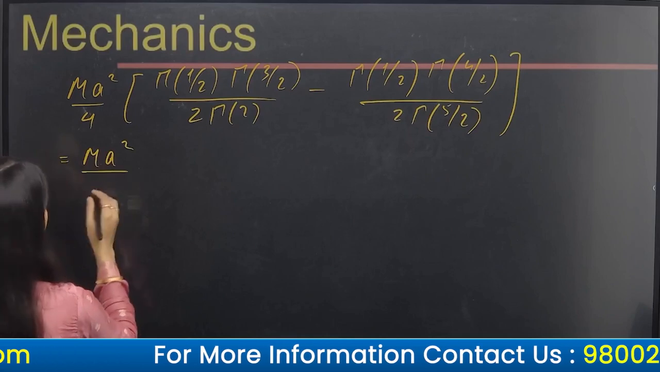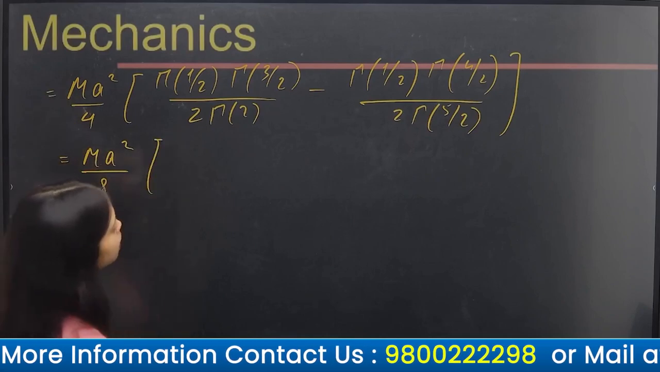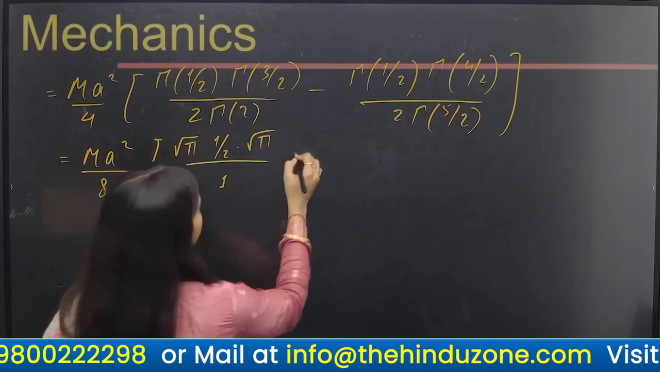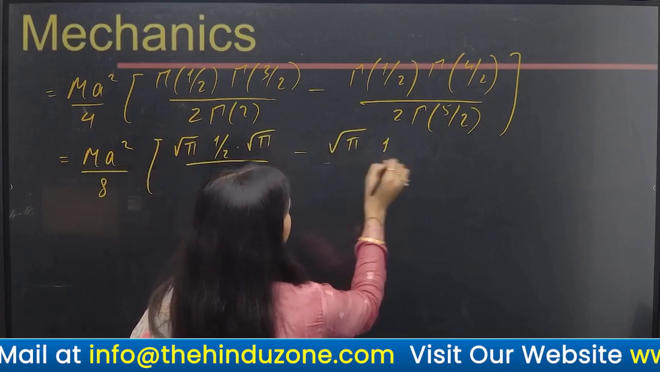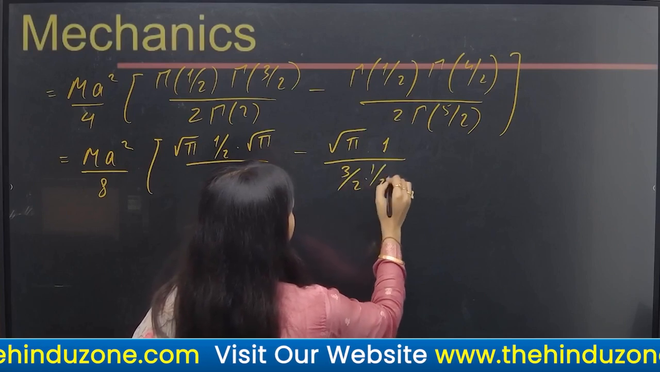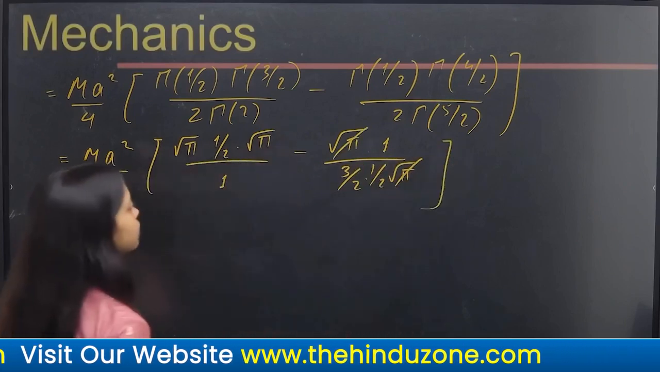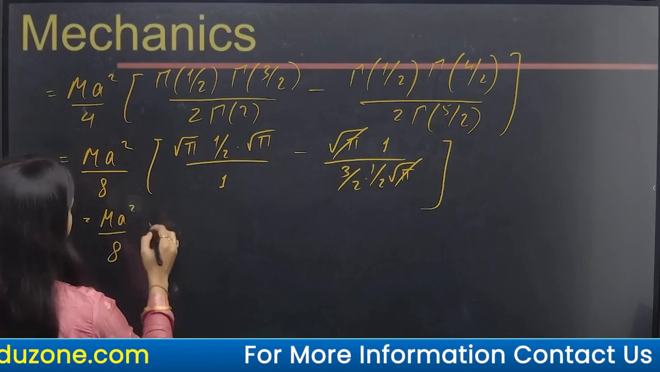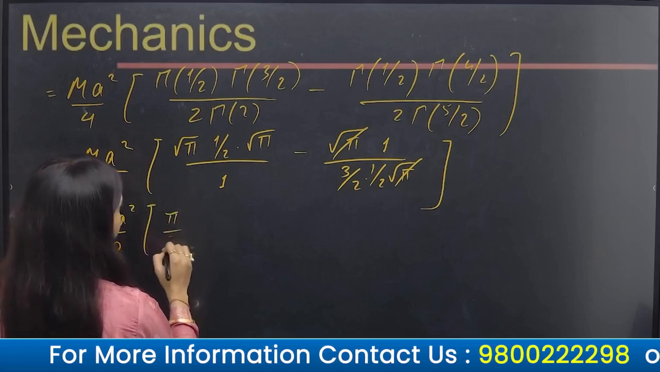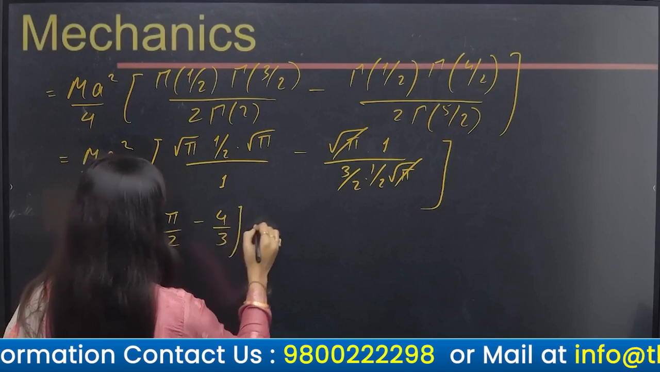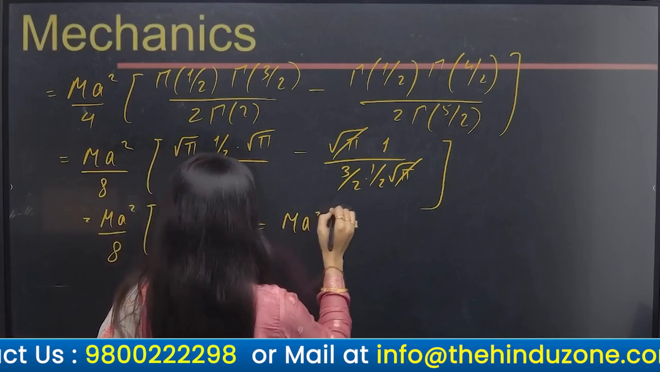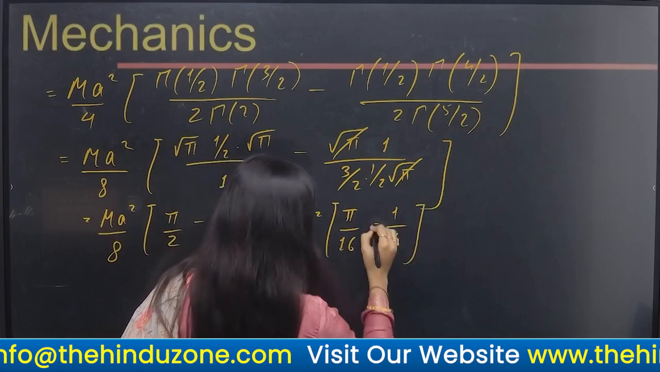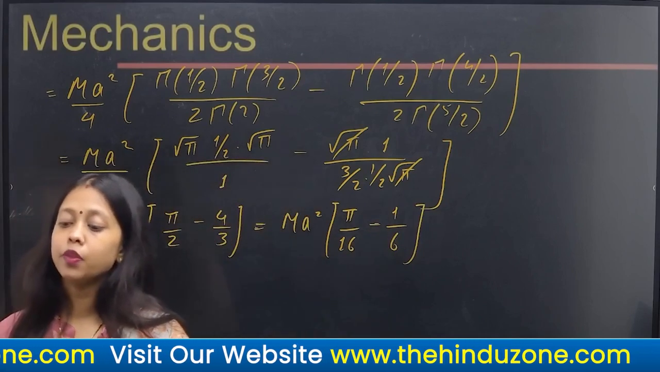Root pi, 3 by 2 is 1 by 2 root pi, divided by 1, minus root pi, gamma 2 is 1, 2 outside, 3 by 2 into 1 by 2 root pi. Ma square by 8, pi by 2 minus 4 by 3. This is ma square, pi by 16 minus 1 by 6, is your answer. Okay, now moment of inertia.